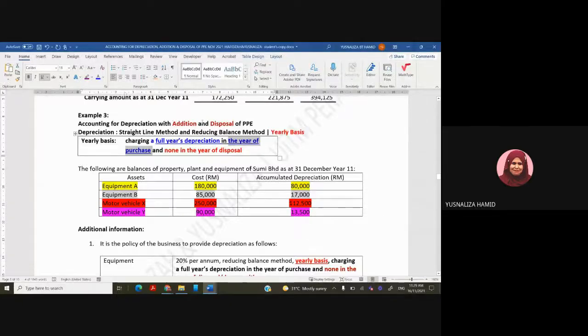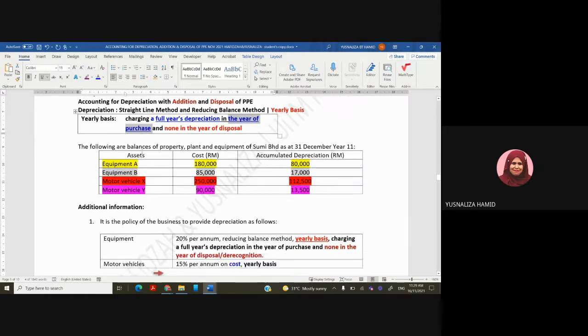Where we have addition and disposal of PPE. Our main focus here is that we are still using, of course, the straight line method and the reducing balance method, but the basis is yearly basis. For yearly basis, the most important highlight is that the full year depreciation will be charged in the year of purchase.